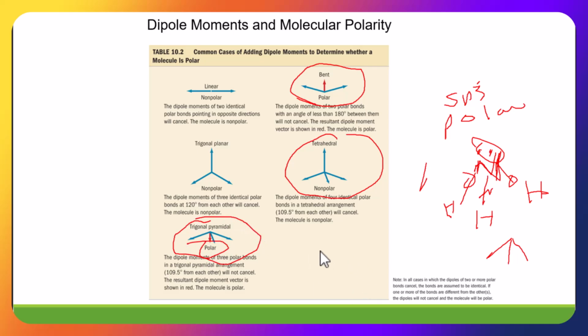I'll give you some other clues. T-shape with polar bonds is polar. Seesaw with polar bonds is polar. Square pyramidal, which you get from octahedral geometry, that's going to be polar. Any asymmetrical shape where the dipole moments cannot cancel will be a polar molecule.